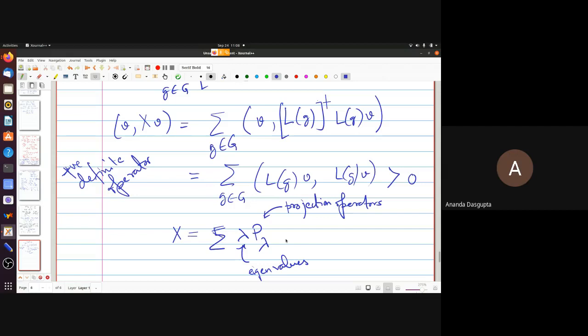And what else can you say about this particular spectral representation? The eigenvalues should be real. Good, but not only real, something else. Hermitianity will say eigenvalues are real. We'll also say P lambda prime P lambda is delta lambda lambda prime P lambda, which is just the property of the projection operators. That these are really projection operators.